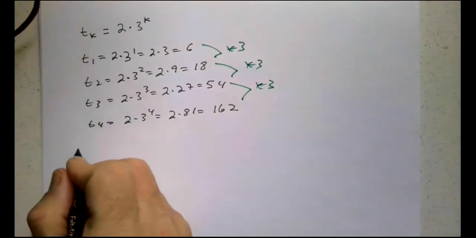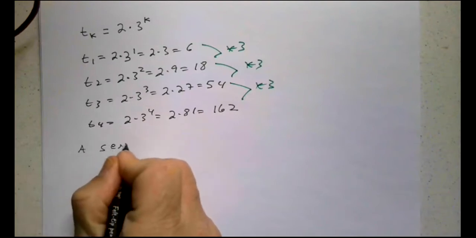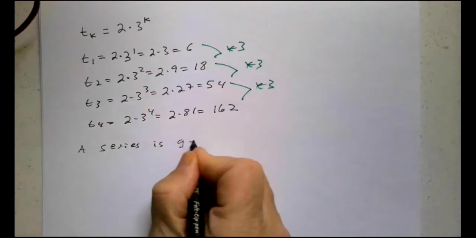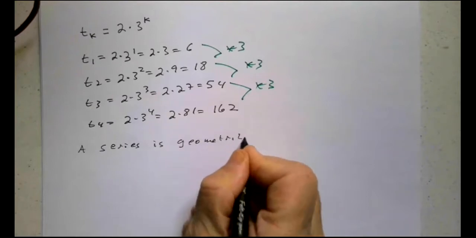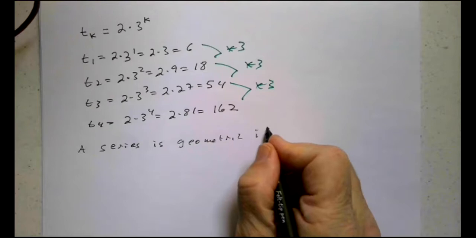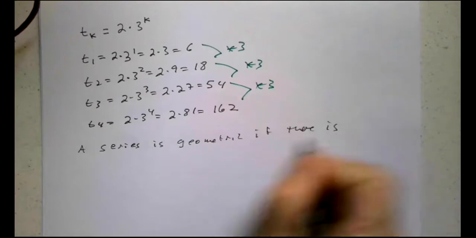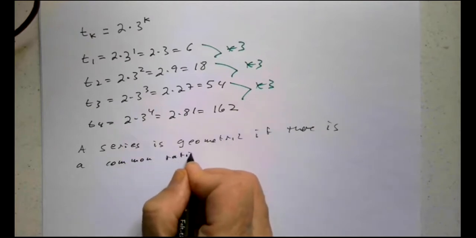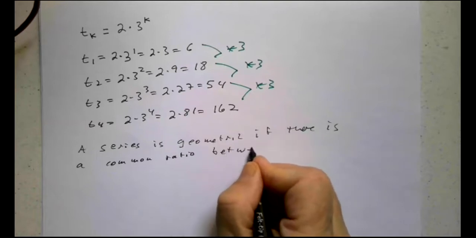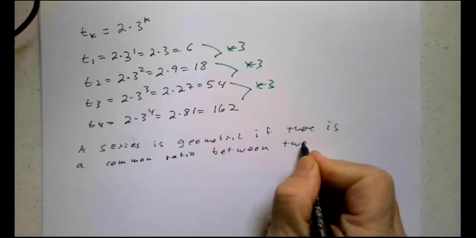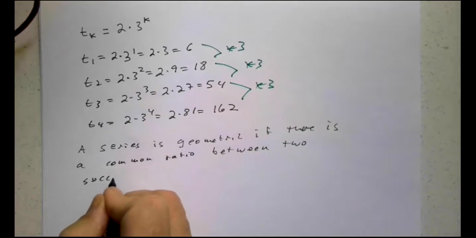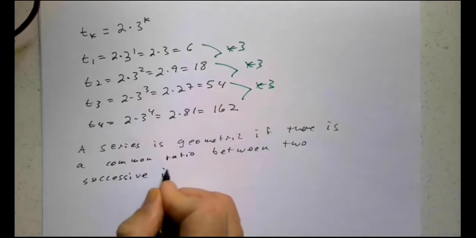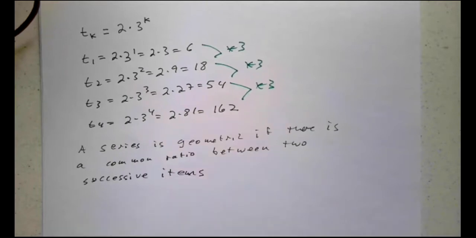So a series is geometric if there is a common ratio between two successive items. And again, here you pick any two numbers in a row, divide them out. The larger one divided by the smaller one is 3. So that's what gives us a geometric sequence.